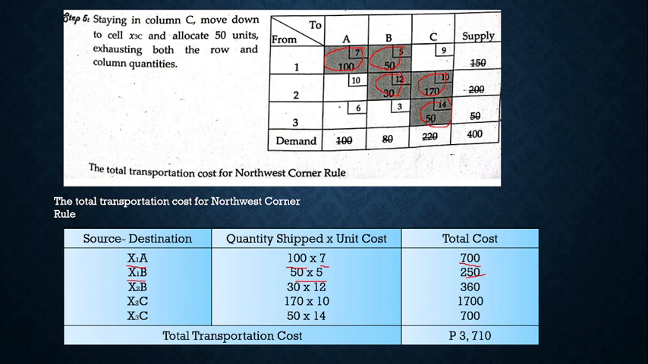250, and the X sub 2B, ito na 'yon. 30 times 12, 360 cost. And the X sub 2C, ito 'yon. 170 times 10, 1,700. And the X sub 3C, okay, 50 times 14 is equal to 700. Okay? And the total transportation cost, 3,710 pesos. So that would be the minimization cost of the northwest corner rule. Okay, and that would be all. Thank you.